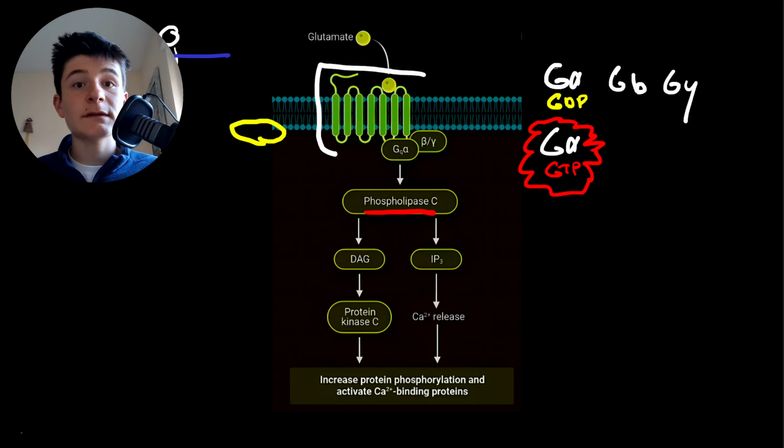So phospholipase C is activated by G alpha. So G alpha GTP goes and activates phospholipase C. In particular here, I don't know if you see, but it's the Gq alpha. So we have different types of G alpha, and in this case it's the Gq alpha. And the Gq alpha activates the enzyme, and the enzyme takes in phosphatidylinositol 4,5-bisphosphate, or PIP2.